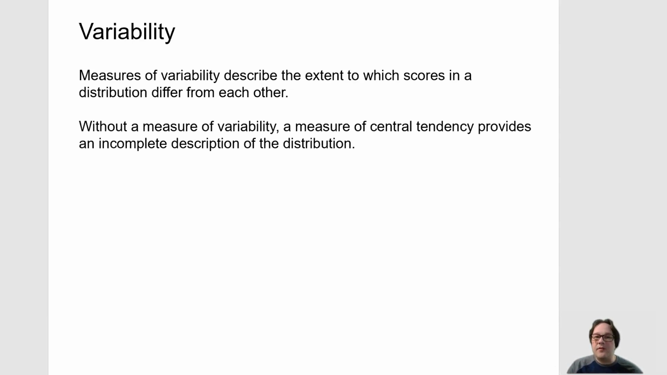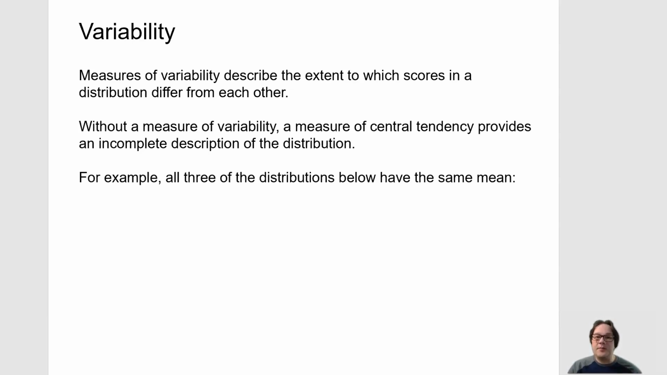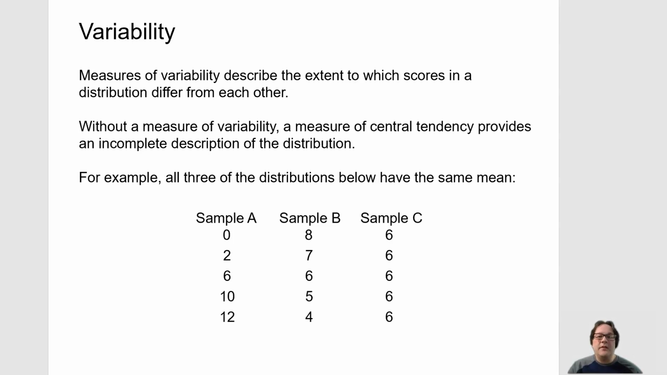So you'll see in a moment we have a few measures of variability, just like we have a few measures of central tendency, and some are more useful than others. Without a measure of variability, a measure of central tendency, something like the mean, provides a pretty incomplete description of the distribution. I'll give you an example here. Let's take a look at 3 different distributions that all have the same mean. We have sample A: 0, 2, 6, 10, and 12.